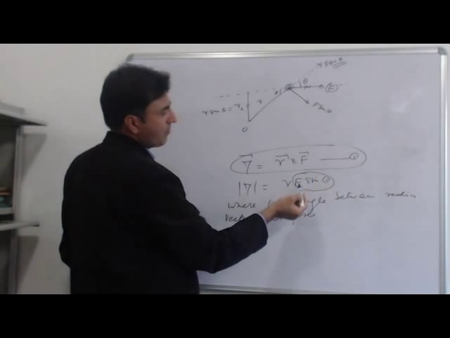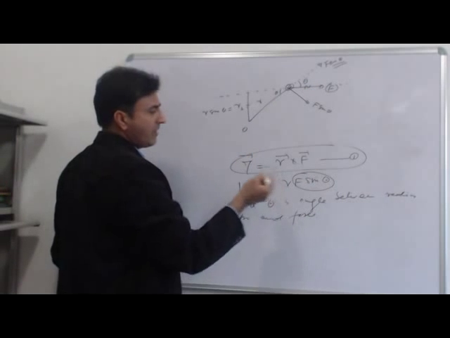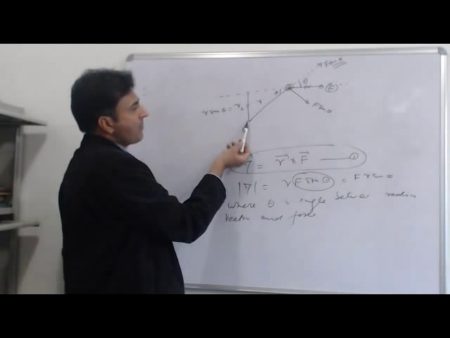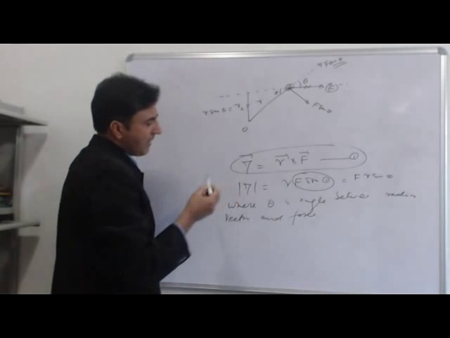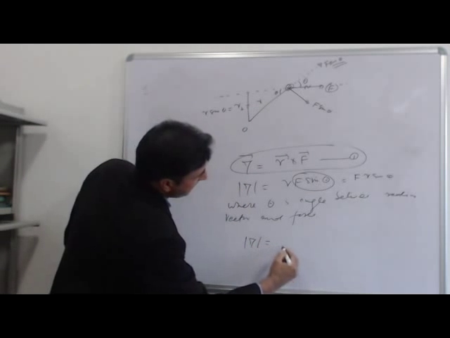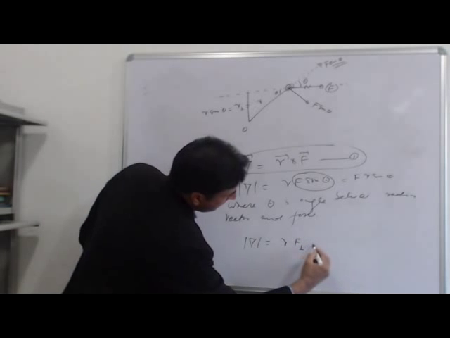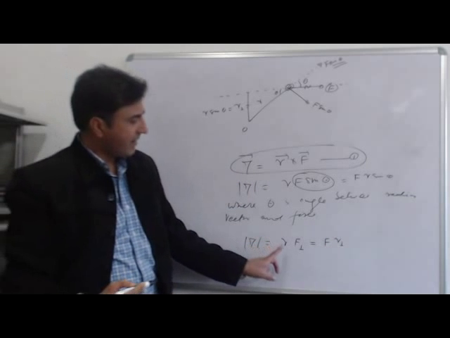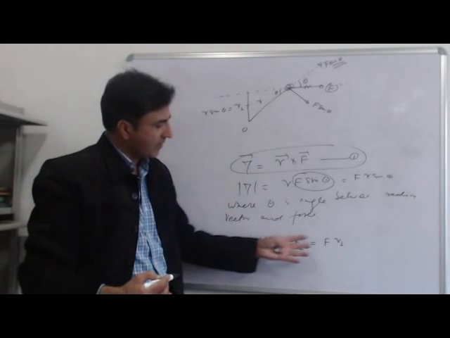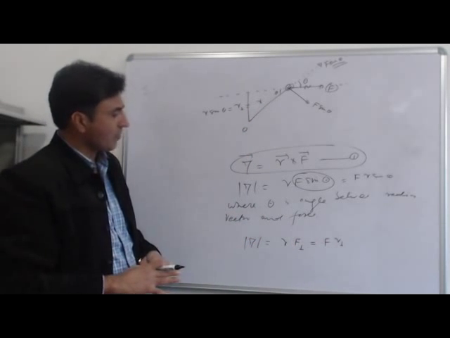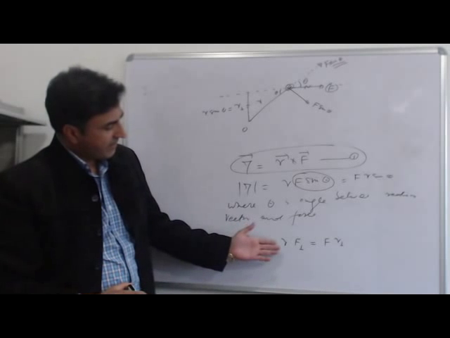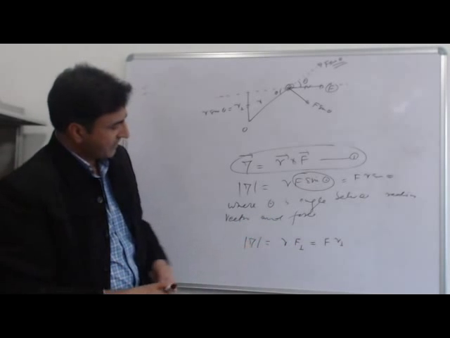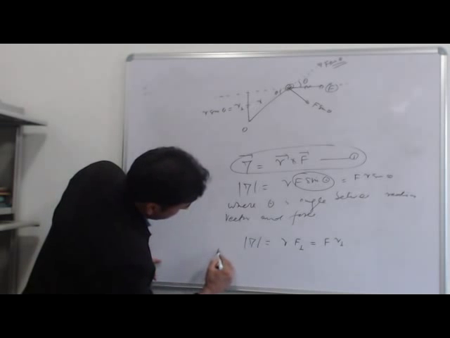F sine theta is the perpendicular component of force on the radius vector, or it can even be written as F R sine theta, where R sine theta is the perpendicular on the force axis. So in other words, torque is given by R F perpendicular, or is equal to F R perpendicular. This means that the radius vector and force which are perpendicular to each other are just multiplied. So in order to get the magnitude of torque, we multiply the radius vector and that force component which are perpendicular to each other.